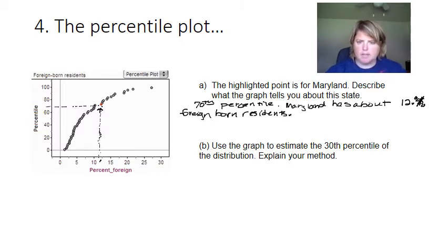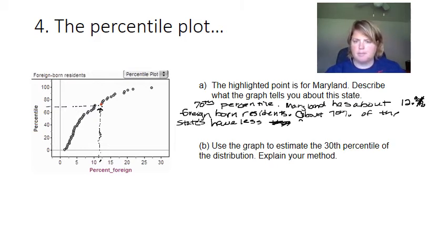All right, so now let's tie in the context of the percentile. So about 70% of the states have less foreign-born residents.